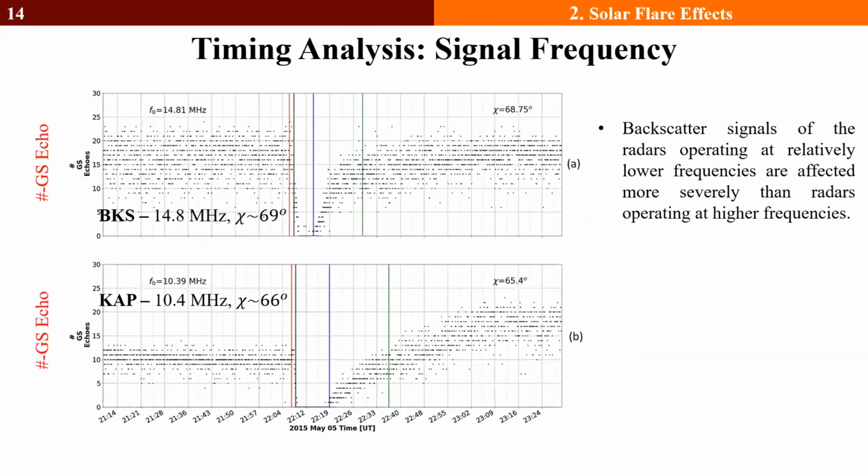And then we did the timing analysis on the radar frequency. You can see the solar zenith angle is comparable for these two radars, but they're operating at two different frequencies, and the bite-out effect is more severe where the radar is operating at a relatively low frequency.